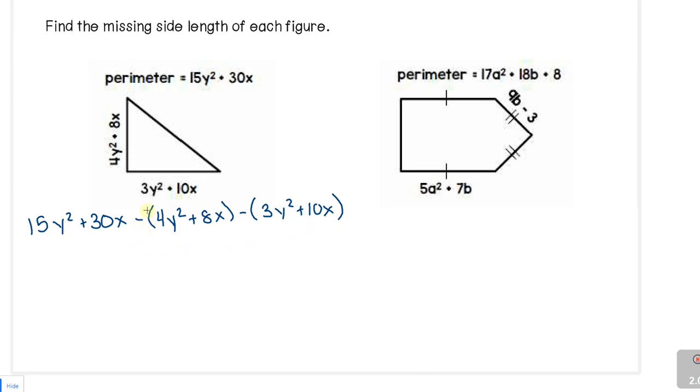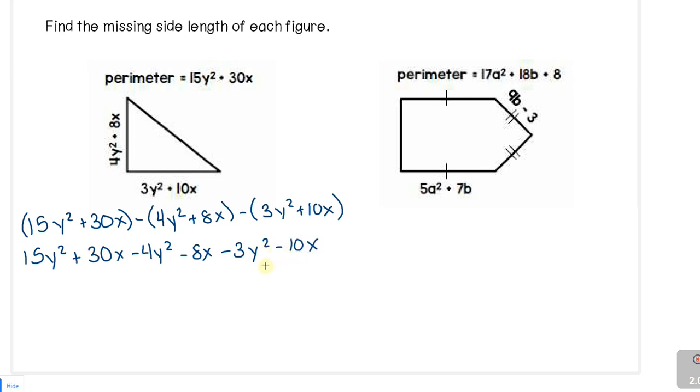So when we subtract, we drop the first parenthesis, which I didn't put a parenthesis around it, but you can. Let's go on and put it. So we drop it and then change the signs. So we have 15y squared plus 30x. Then it comes a minus 4y squared, a minus 8x. We're going to do the same thing, change the signs. Minus 3y squared, minus 10x.